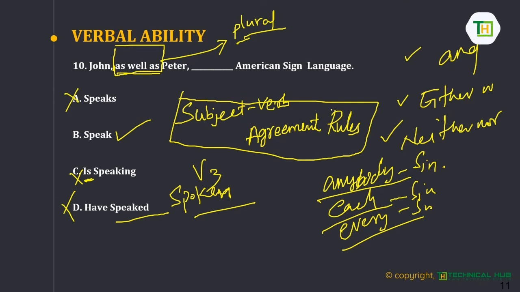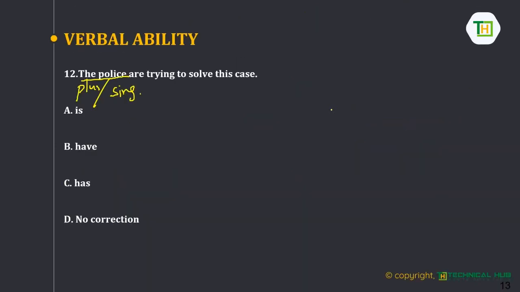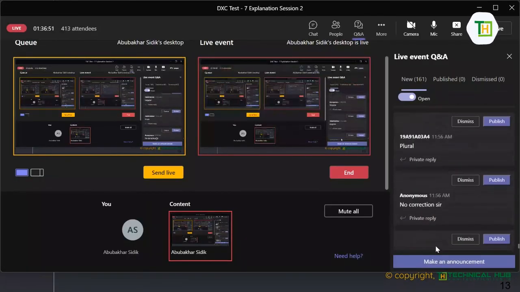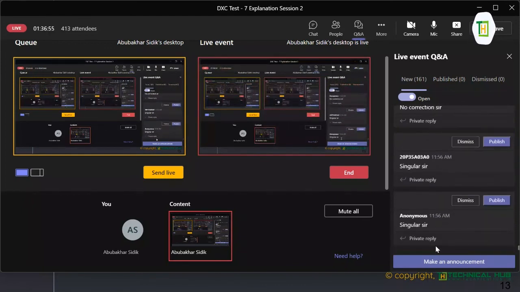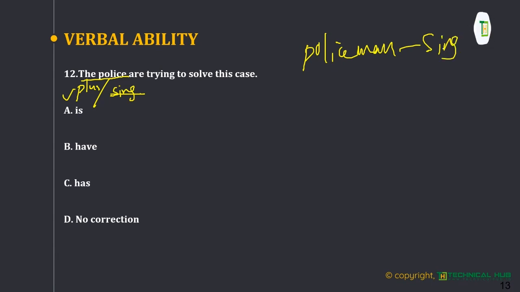Right. So last, the police. Tell me whether the police is singular or plural. Question number 10, explained, was singular or plural. Someone said singular, someone said plural. No correction, sir. Very good. So here, obviously, the police takes a plural verb, and the policeman, when you see this policeman, this is the singular one. Policeman is singular and police is plural.